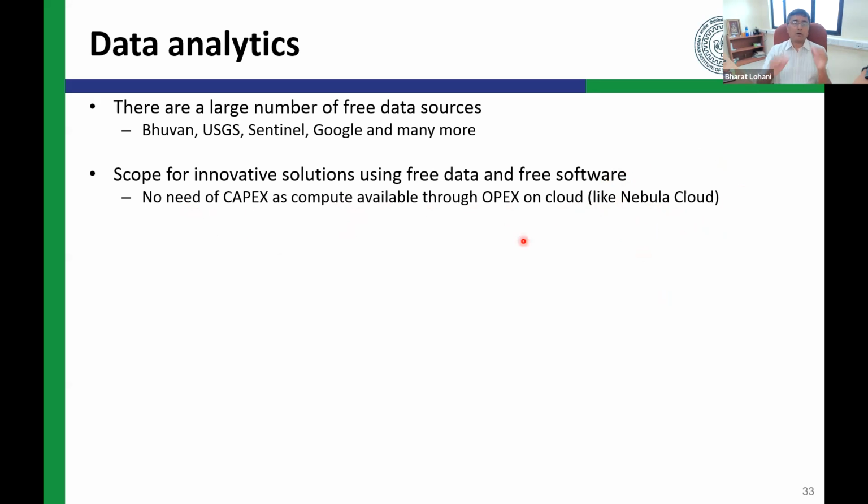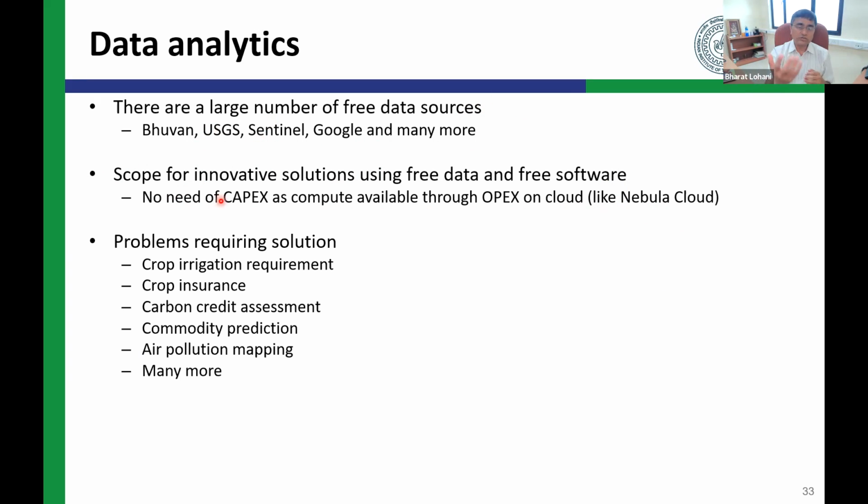So overall, what I'm trying to say is, with the availability of a lot of free data, and these data are being captured by different satellites, different sources on a very regular basis, and also we have the cloud system where we can develop the technologies, process this data, and using this, we can provide solutions. Now, there can be a number of possible innovative solutions. I'm just giving you a few.